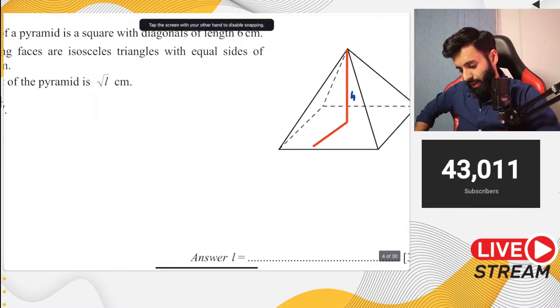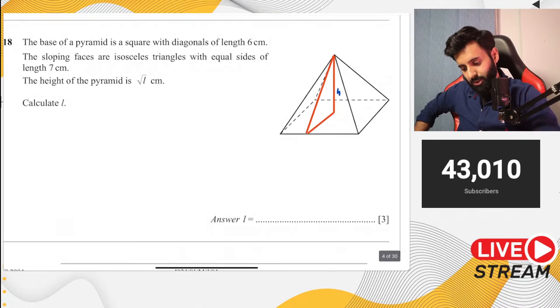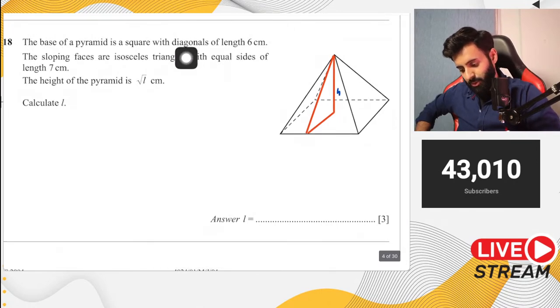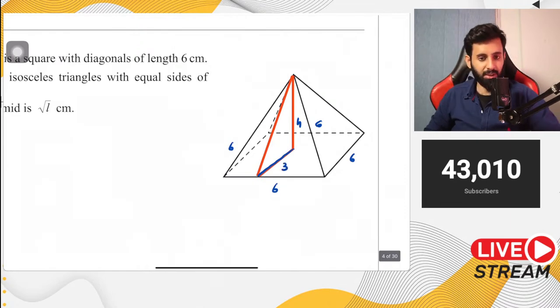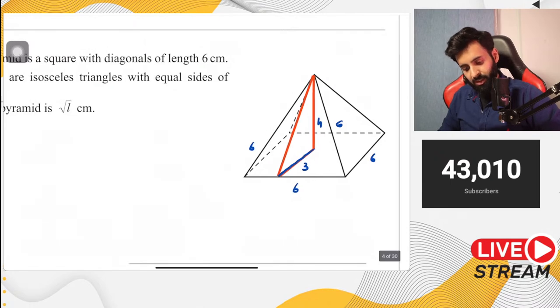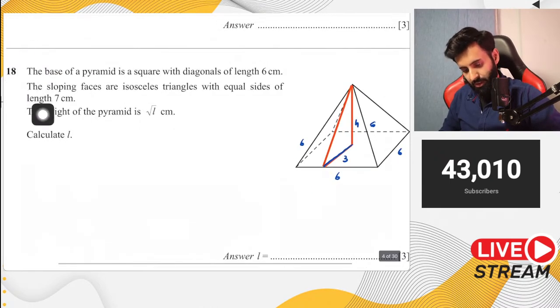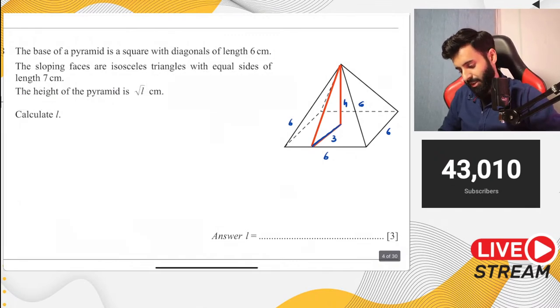And notice that all the lengths according to the question are the sloping faces are, so the base of the pyramid is a square of length 6 centimeters. So that means ye six hogi. Theek hai? And what about this? This will now basically be equal to what? This will basically be equal to 3 centimeters. And according to the question, what you have are the sloping faces are isosceles triangles with equal sides of 7 centimeters.